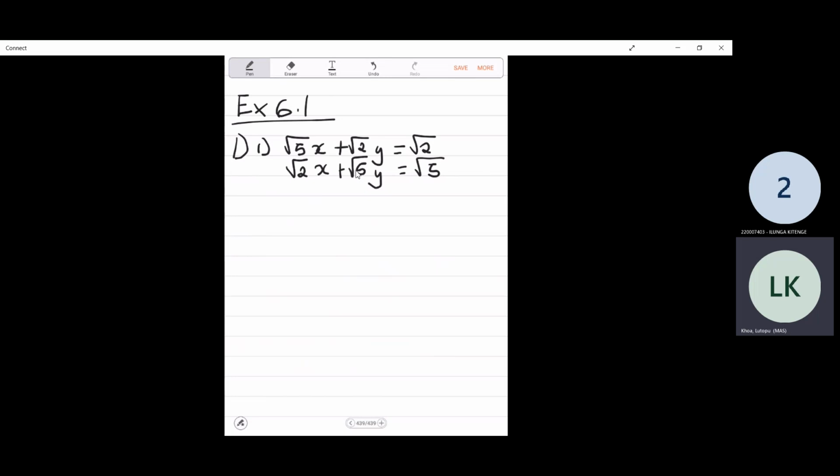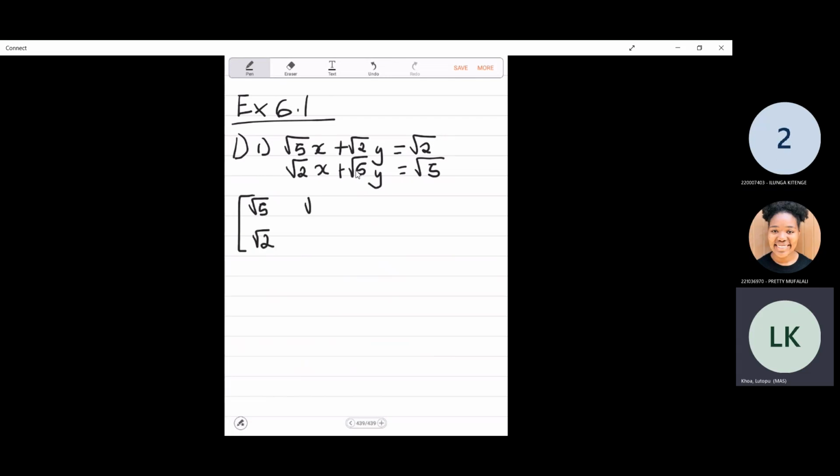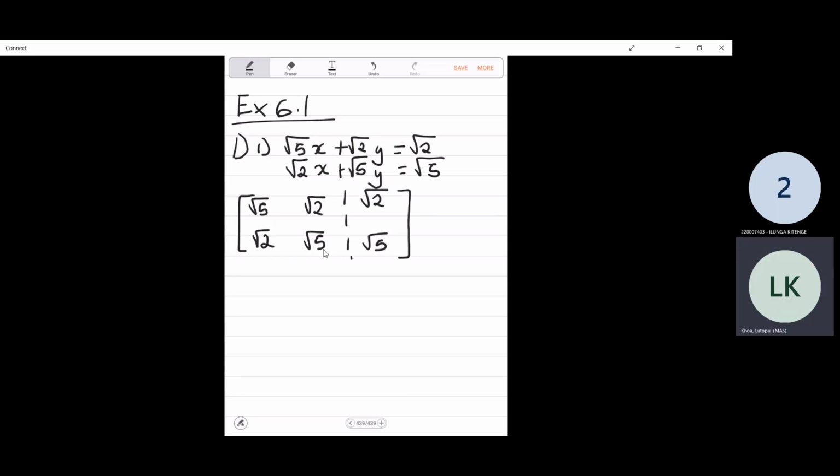The first thing we need to do is write down the augmented matrix. So the augmented matrix looks like this: square root of 5, square root of 2, square root of 2, square root of 5, and then on this side we have the constants. So remember, the aim is to make this 1, 0, 0, 1 here, and then from there we can read what x is and what y is.